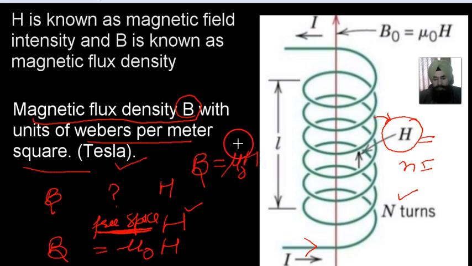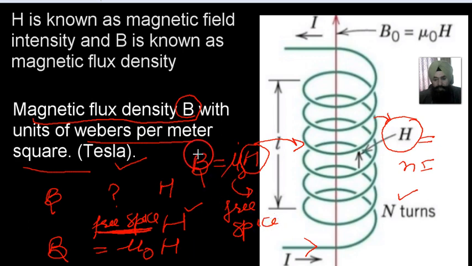This means H originates from the coil itself because of the current passing. But when that H interacts with the surrounding medium, mu naught is what? The permeability of free space, meaning the surrounding space is free. Its permeability is mu naught. Then H changes to B because of the free space.